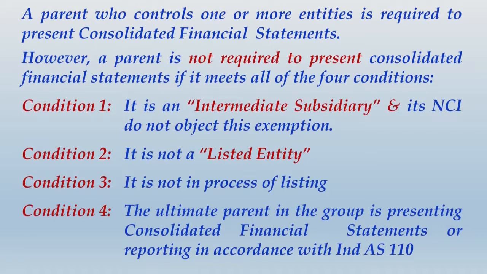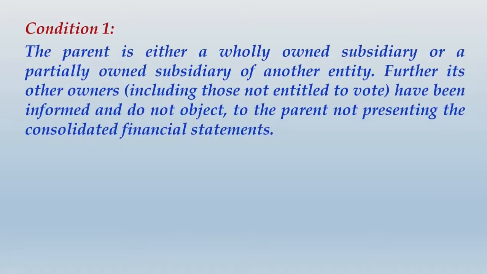Alright friends, you would have finished writing these points. Let us write up these conditions in details. So beginning with condition number 1, the parent is either a wholly owned subsidiary or a partially owned subsidiary of another entity. Further, its other owners, including those not entitled to vote, have been informed and do not object to the parent not presenting the consolidated financial statements.